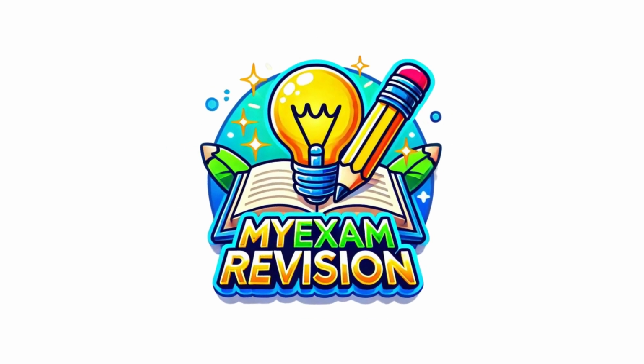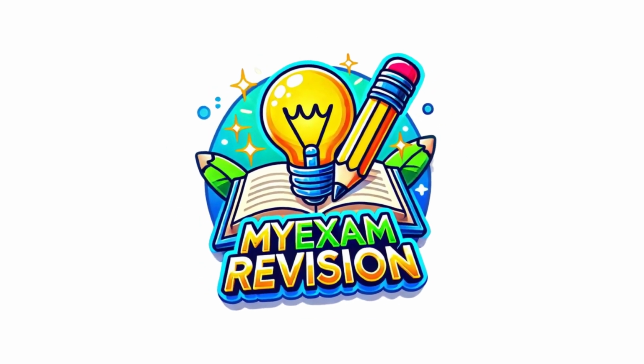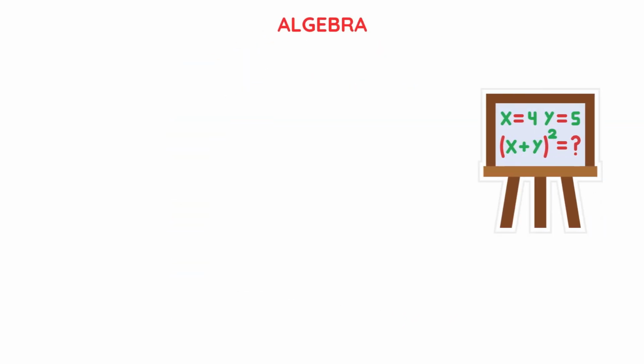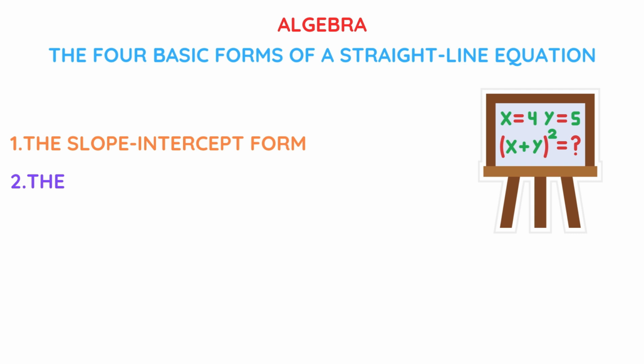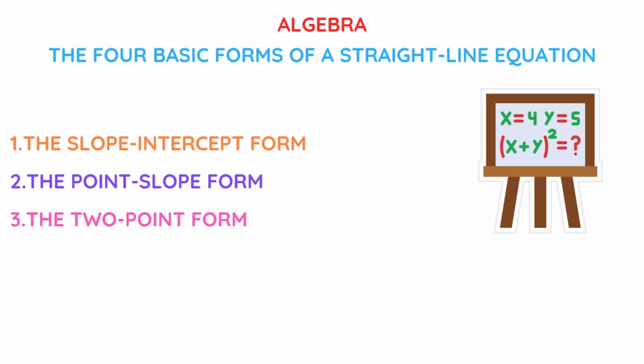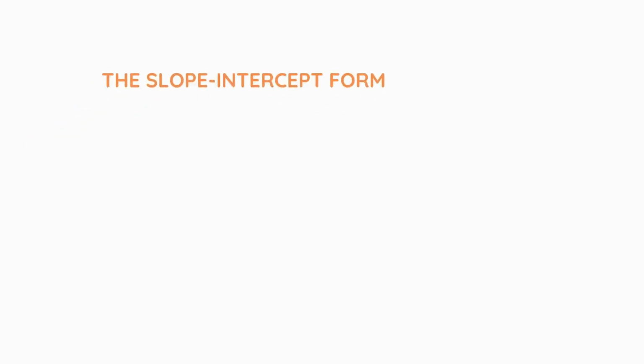In today's video, we are going to discuss one of the most fundamental concepts in algebra, that is, the four basic forms of a straight line equation. These are the slope-intercept form, the point-slope form, the two-point form, and the standard form. So let's start with the most commonly used form, that is, the slope-intercept form.